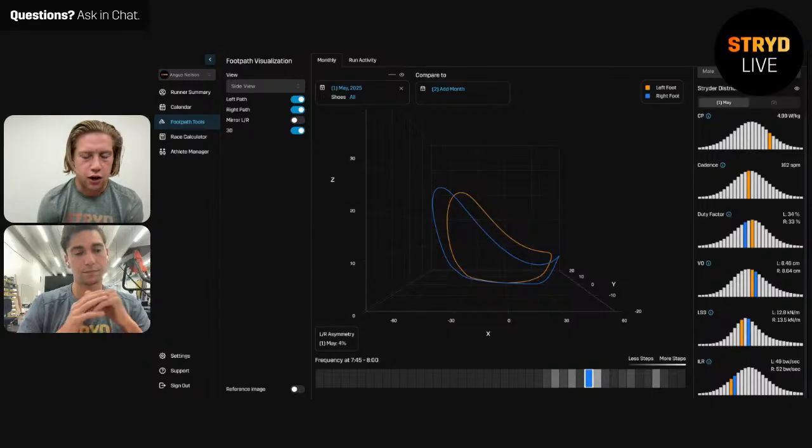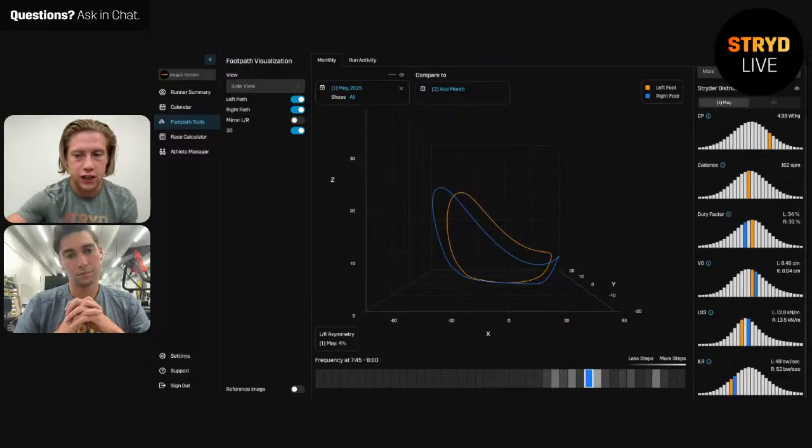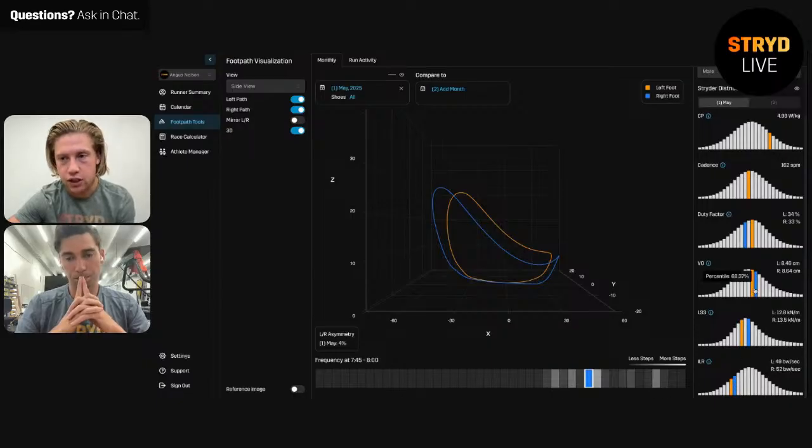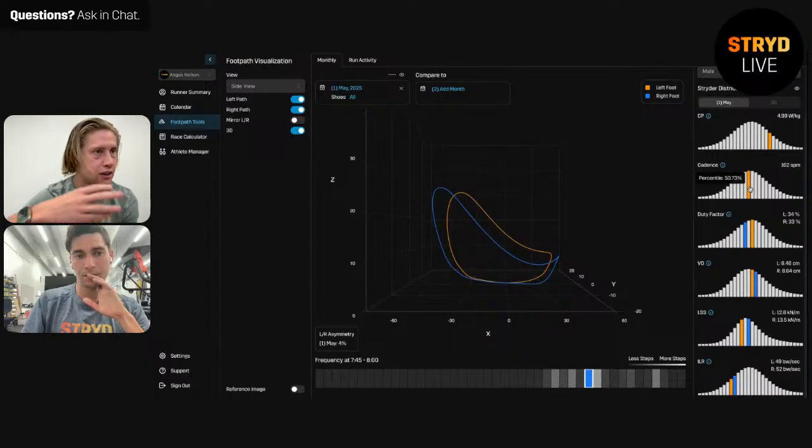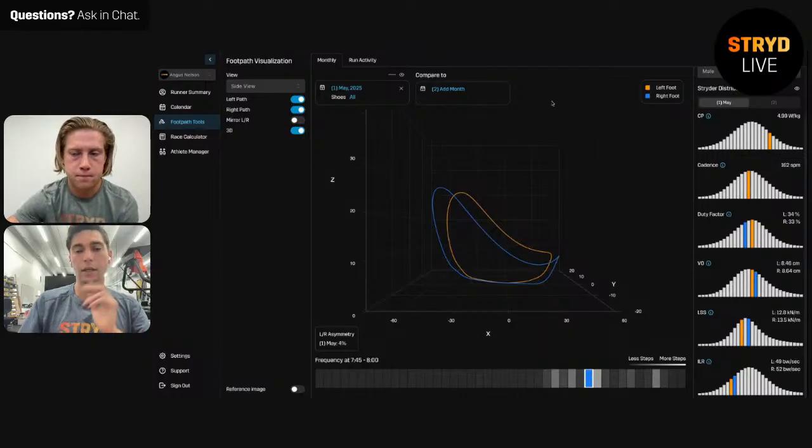So to answer your question, how I'm subjectively feeling, I do feel like these metrics really align quite well. I feel like my impact loading rate is lower than average, and my vertical oscillation is a little higher than average. Since I am in the middle of the distribution for both leg spring stiffness and cadence, I also feel like those align with my feeling that those are two metrics I could work on. Yeah, I would agree with that.